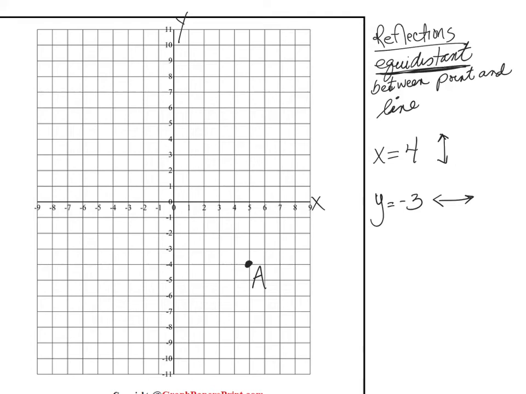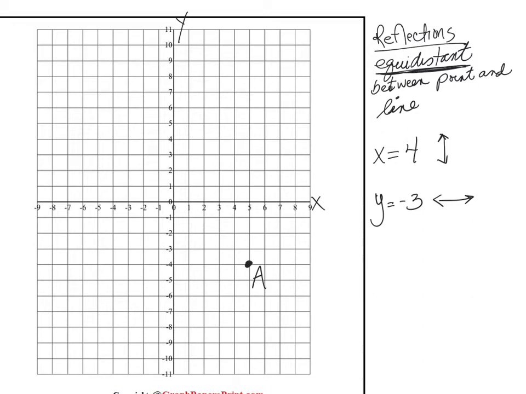When we are doing reflections, the key to reflections is remembering that reflections are equidistant, which means they are the same distance from the line of reflection over the line of reflection. So the first two most common reflections will be over the x and y axis.